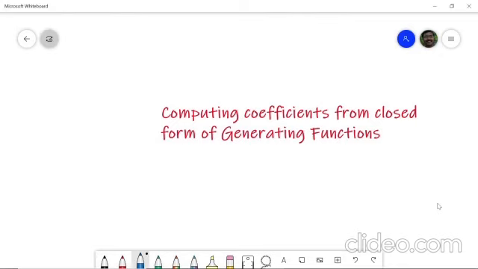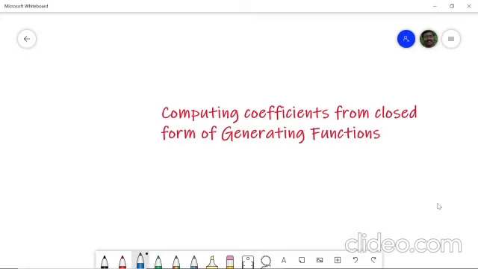Okay, now we'll discuss how to find coefficients for the closed form of generating functions. So our starting point will be the binomial theorem. We know generating functions are used to formulate counting problems in a different format, which we had already discussed in the first session. We have also discussed how to write the closed form of generating functions. Now we come to the utility of generating functions: how to write the coefficients from the generating functions.